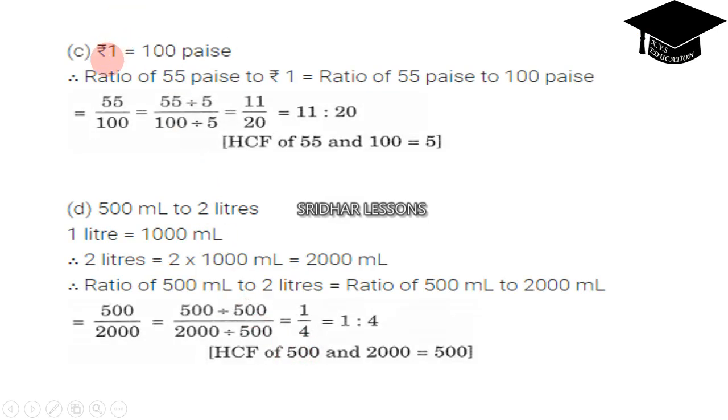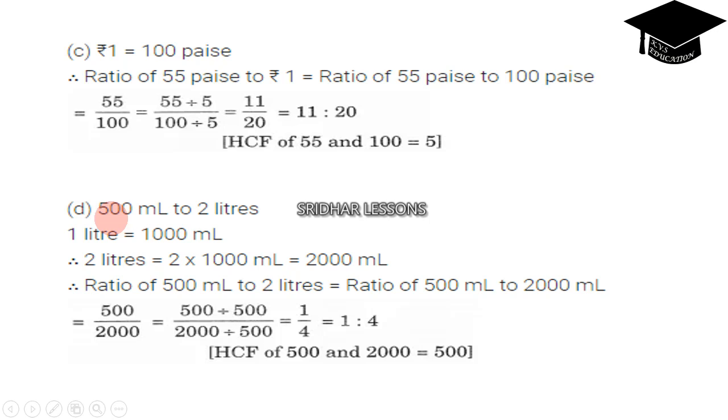And question C, 1 rupee is equal to 100 paise. Therefore, the ratio of 55 paise to 1 rupee is equal to the ratio of 55 paise to 100 paise. That means 55 by 100. 5 cancels clearly in 55, 11 times, and in 100, 20 times. So the required ratio is 11 is to 20.